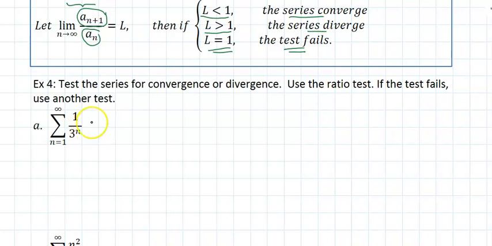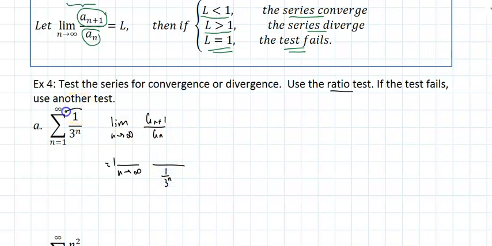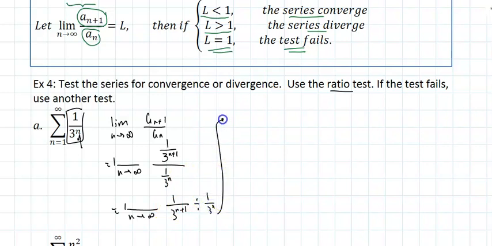So I'm glancing at this. I know this is geometric, it converges, but it says use the ratio test first. And let's see how this works. We take the limit as n approaches infinity of a sub n plus 1 over a sub n. A sub n is 1 over 3 to the n. It's right there. A sub n plus 1: replace that n by n plus 1. That is the limit as n approaches infinity of 1 over 3 to the n plus 1, divided by 1 over 3 to the n.